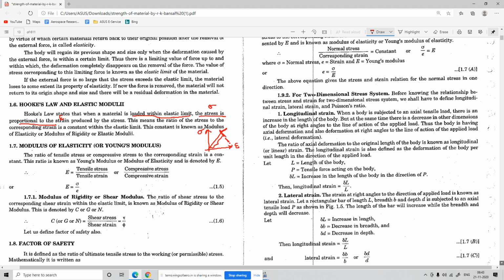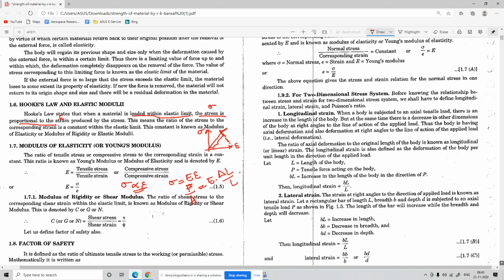Right. Now how to define this Hooke's law? As I've said, within the elastic limit, stress is directly proportional to strain. To remove this proportionality, we introduce a constant, so we write sigma equals E times epsilon. What is sigma? F, the force applied, divided by the cross-sectional area, equals E. What is epsilon? Change in length divided by original length.